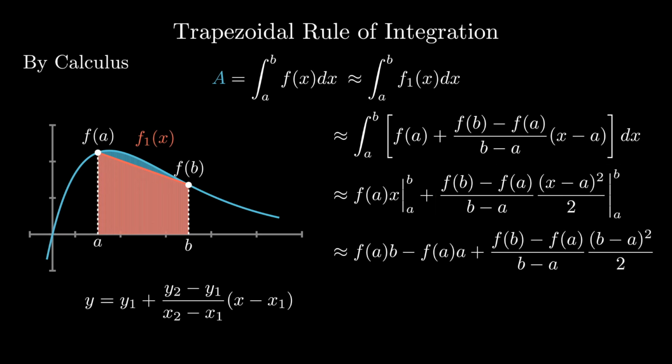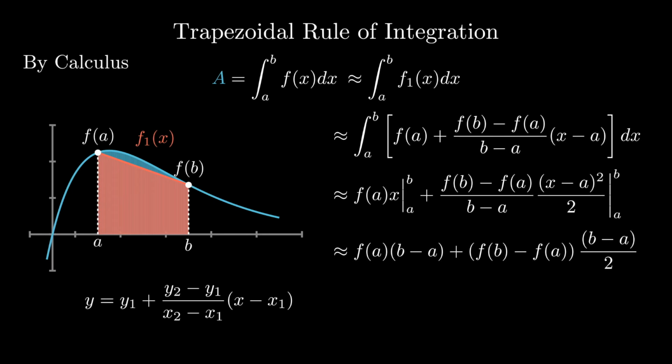Taking f of A common from the first two terms, we get f of A times B minus A. In the next term, the B minus A in the denominator and the 1 in the numerator get cancelled. So we have f of A times B minus A plus f of B minus f of A times B minus A over 2.